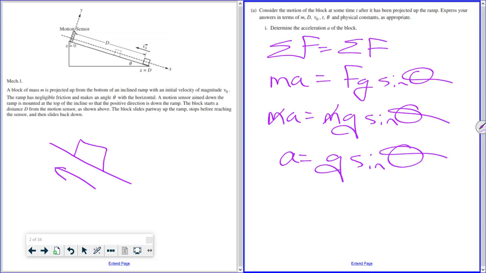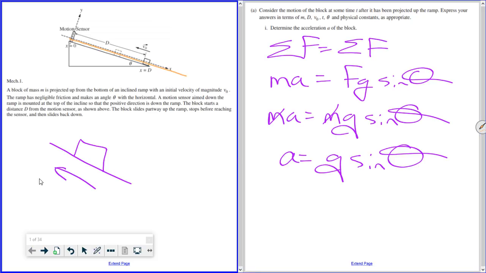Now, be careful, that's wrong. Why? Oh wait, oh no, it's not. It is right. Why did I pause? What was I checking? Signs, right? Our number line is set up such that any motion this way is positive. The acceleration of gravity is in that direction, so that is a positive acceleration. So our acceleration here should be positive g sine theta.